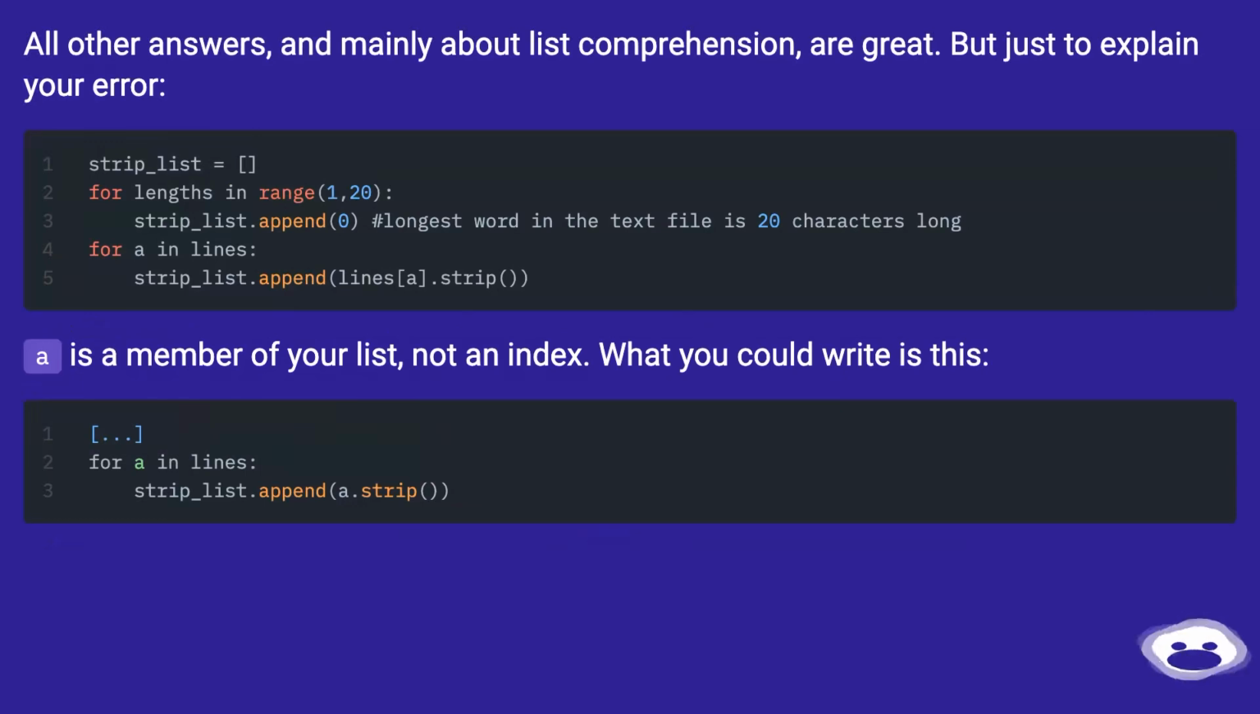But just to explain your error. A is a member of your list, not an index. What you could write is this.